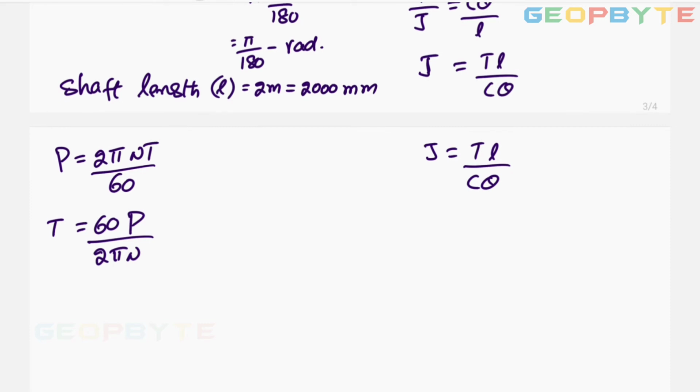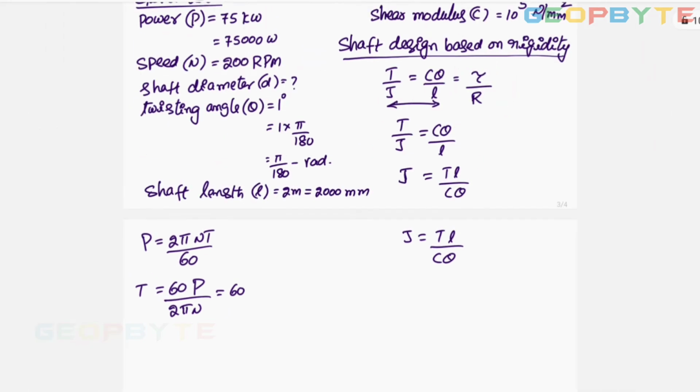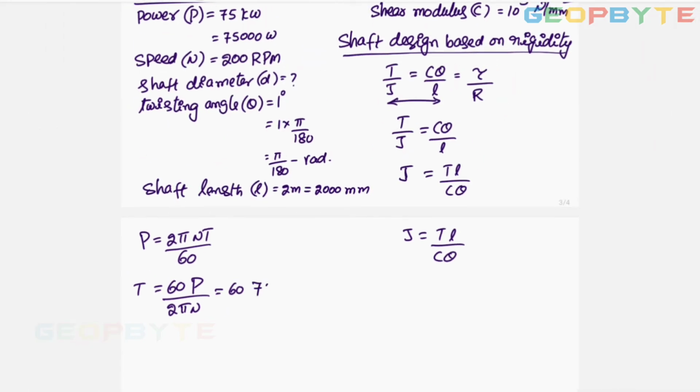So it is equal to 60 into P. How much power is given? Power 75,000, divided by 2 into pi into N, 200. You put this value for getting the torque. Simplify it, definitely you will get more or less the same value. I got approximately 3581000 Newton mm.